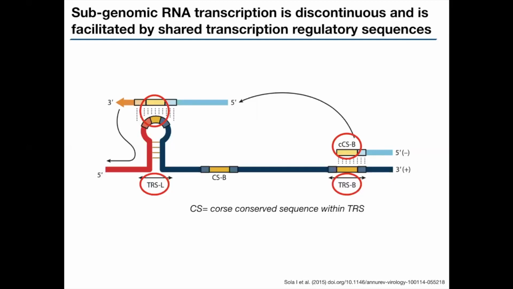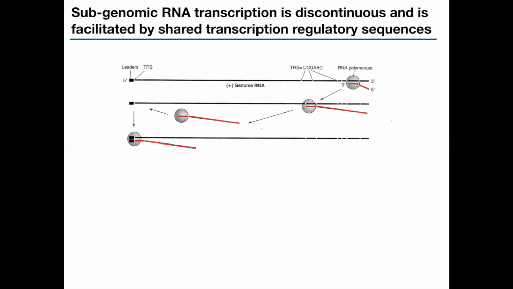And so once the polymerase gets to these TRSs and copies this core sequence, it can either continue to copy, or it will now jump from that sequence, probably through a long range RNA-RNA interaction, and base pair with the same core sequence that is part of the TRS at the 5' end of the genomic RNA that is just downstream of the leader. And then the polymerase will continue to transcribe, thereby capturing the leader sequence.